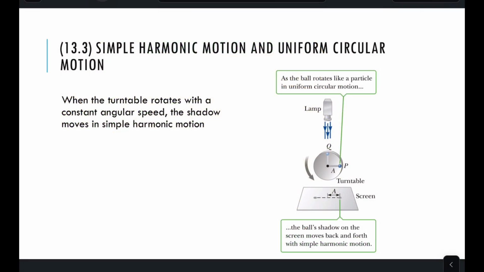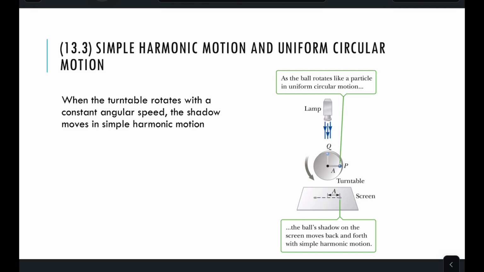Okay, now the subtopic: simple harmonic motion and uniform circular motion. We are going to look at the relationship between vibrations and circular motion. Consider a point P, an object attached to a turntable that is rotated in this direction. This is the direction of the rotational motion, or omega, the angular velocity of the turntable.